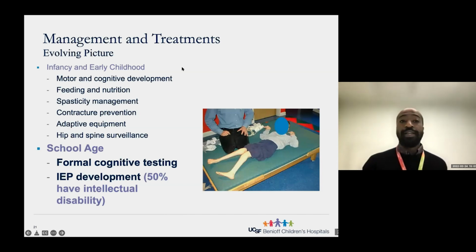So all the while, as we continue to transition through each age group or each stage in life, we're still thinking about all of these guiding principles that were going on before, thinking about equipment, bracing, nutrition, spasticity management, but then also focusing on some particulars for kids who have CP that are school age, including formal cognitive testing, IEP in the school, and talking to families about the importance of that, as 50% of children with cerebral palsy have intellectual disability, and still focusing on ways to keep them active and think about modalities for therapy.